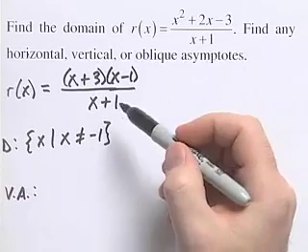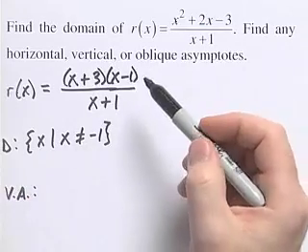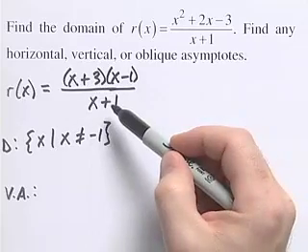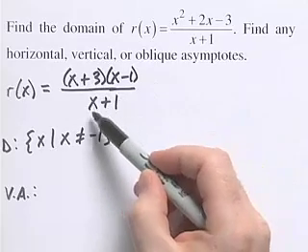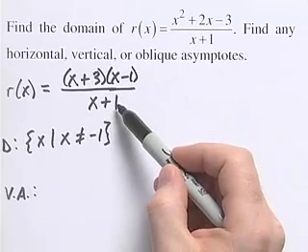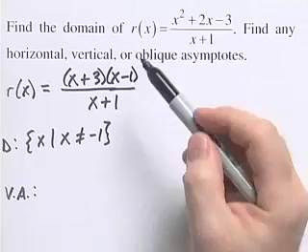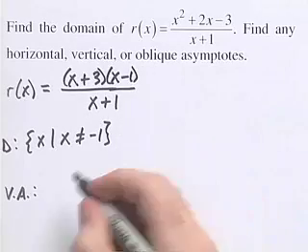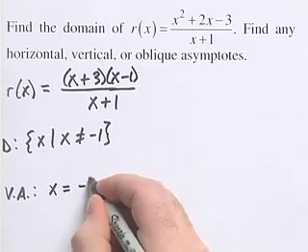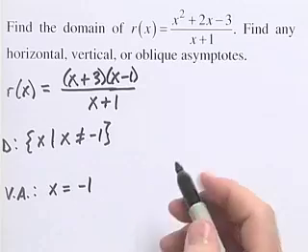To find the vertical asymptotes, we look at our rational function in reduced form. This is already in reduced form. And so again, we look at the denominator. Any value for x that makes the denominator 0, but the numerator non-zero yields a vertical asymptote. In this case, that's x equal to negative 1.